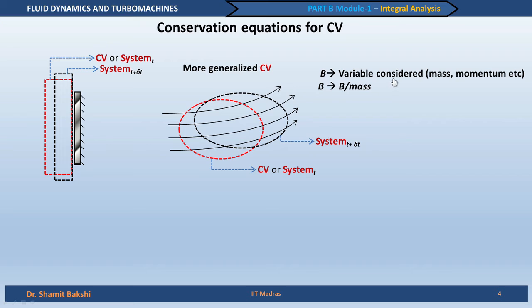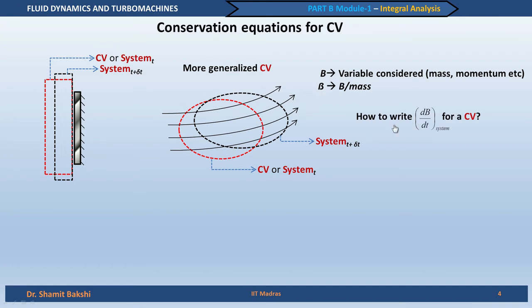So, this general variable could be mass, momentum, angular momentum, anything, but for that we make it a general variable B, and find out what is the time derivative of this quantity B for a system in terms of the control volume parameters. Now, we also define this parameter beta, which is B per unit mass. That means the same property per unit mass. For example, if we are defining momentum, then beta becomes velocity.